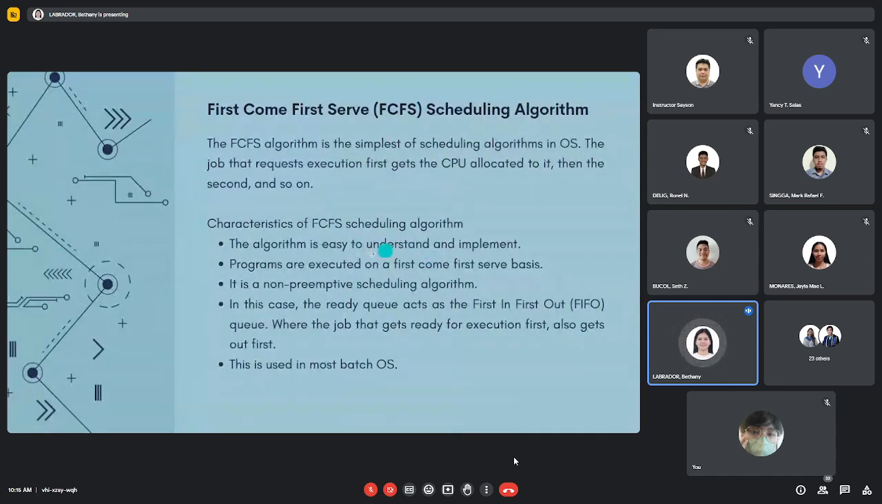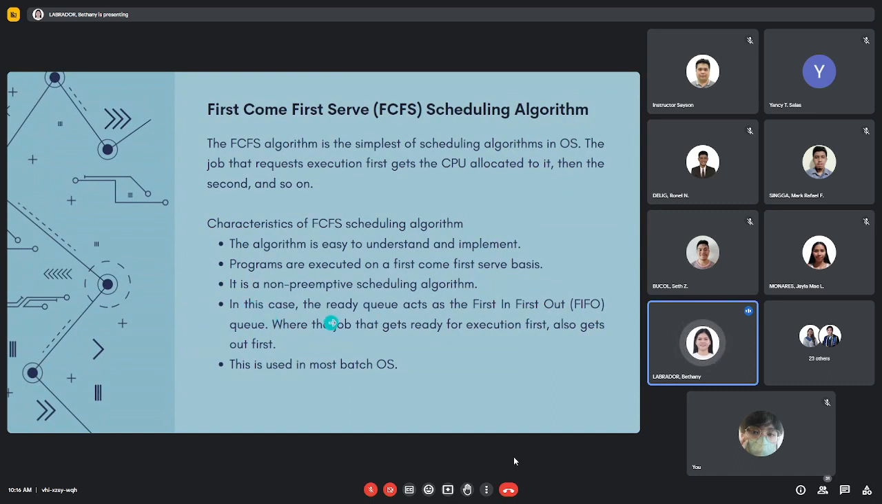Then, characteristics of the FCFS scheduling algorithm. First, the algorithm is easy to understand and implement. Second, programs are executed on a first come first serve basis. And next, it is a non-preemptive scheduling algorithm. That means if a process gets the CPU, then all the other processes have to wait until and unless that process either completes its execution or waits for an IO.